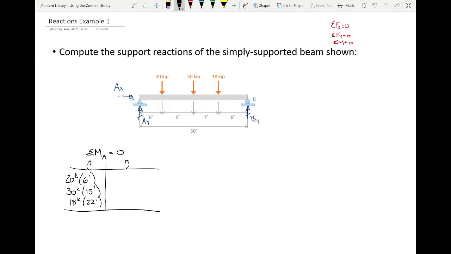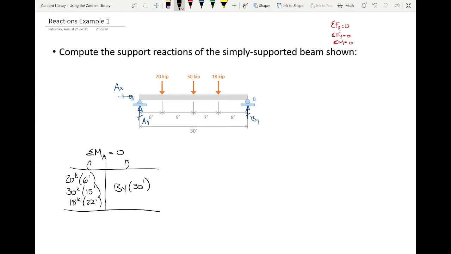Now, am I missing something? The BY. I don't have to consider the AX and the AY because they go right through A, but the BY generates moment as well. Which side of the table did it go on? The right side. Okay, and what's the moment arm? 30 feet. So there you go, we have BY times 30 feet.